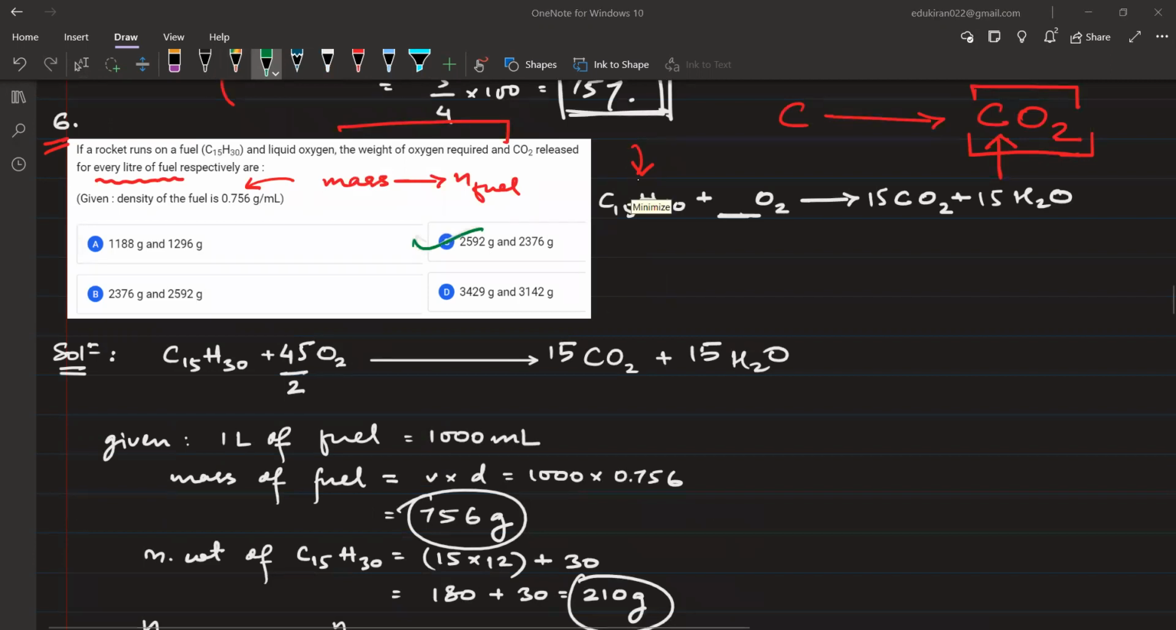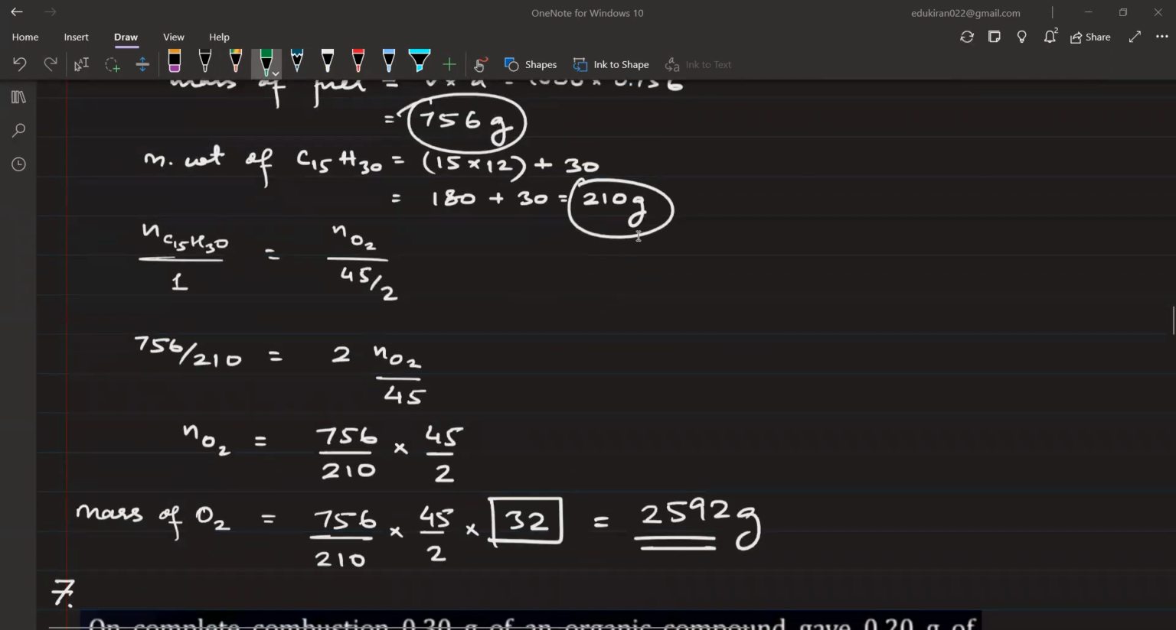5.12 क्या आया था? No, Krishna, I don't know why you are writing 5.12. 5.12 क्या था? It would not be even the moles of. Krishna, calculation में आप कहीं पे mistake कर रहे हैं.